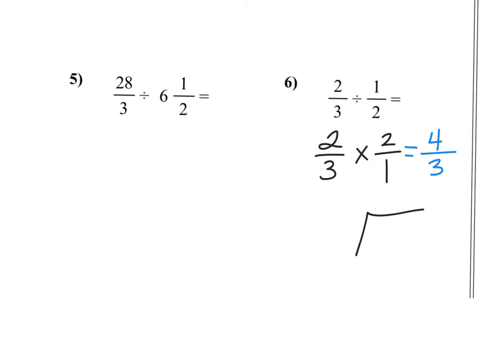All right, now I hope you paused. We're going to put the 4 here. We're going to put the 3 here. 3 goes into 4 one time. 1 left over. I want you to pause your video if you haven't already and write your mixed number.